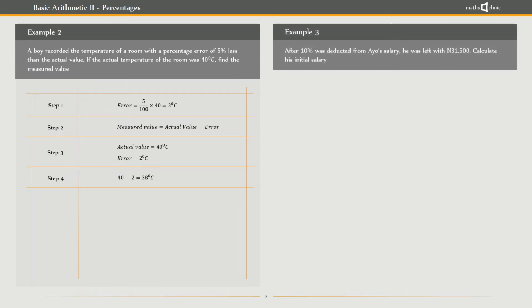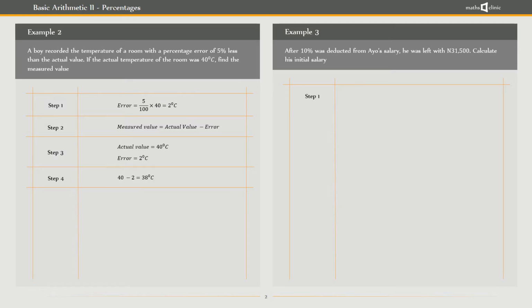Example 3 says after 10% was deducted from Ayo's salary, he was left with 31,000 naira, and we've been asked to calculate his initial salary. Okay, so Ayo had a salary and he had 10% removed from his salary, and we've now been asked to calculate his initial salary. Now I'm going to show you something interesting you can do with percentages here.